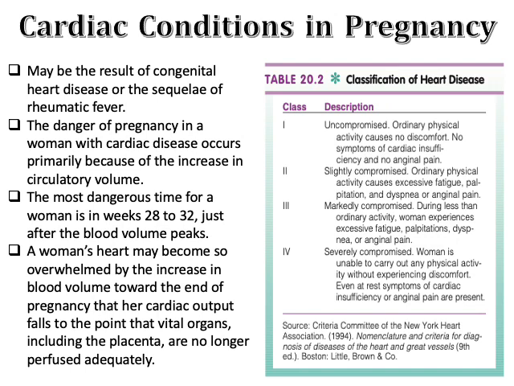So here, we can see in table 20.2 the different classifications of heart disease. Class 1, uncompromised. Class 2, slightly compromised. Class 3, markedly compromised. Class 4, severely compromised.